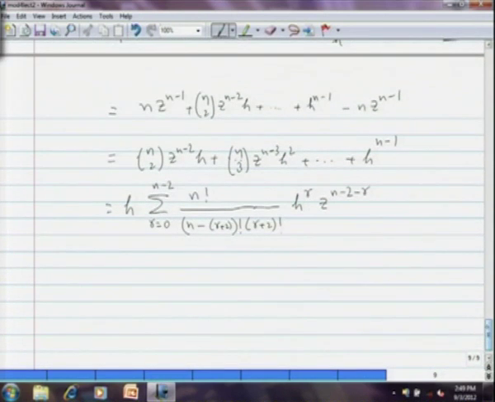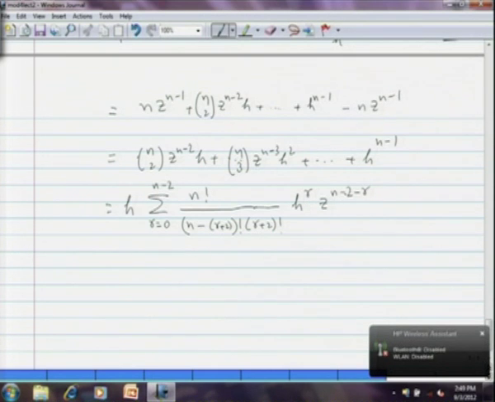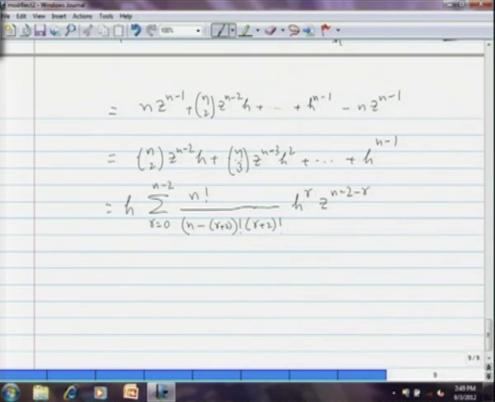Okay. So, for example, when r equals 0, you get n factorial by n minus 2 factorial times 0 plus 2 factorial, which is 2 factorial. So, you get n factorial by n minus 2 factorial times 2 factorial, which is n choose 2, and then h power 0 z power n minus 2. Okay. So, you get back your expression here, and you can write a term within the estimate in this form.